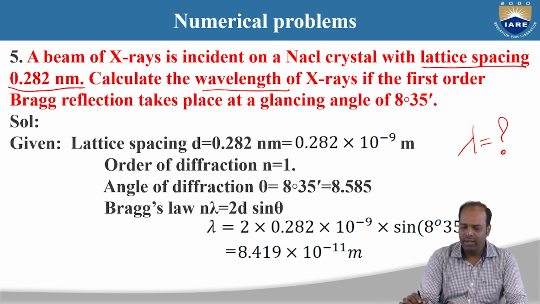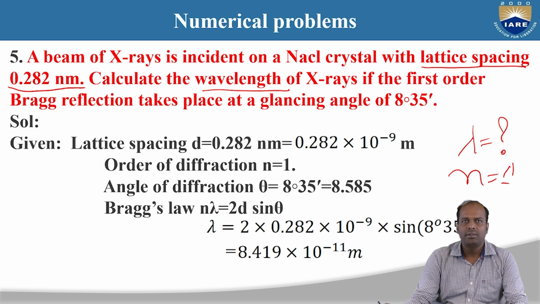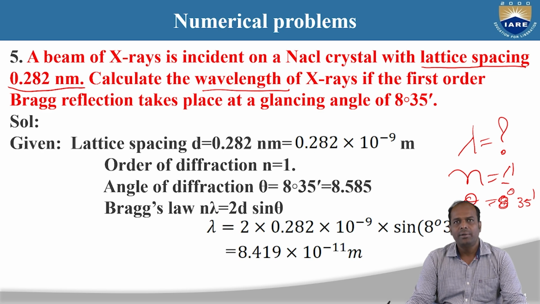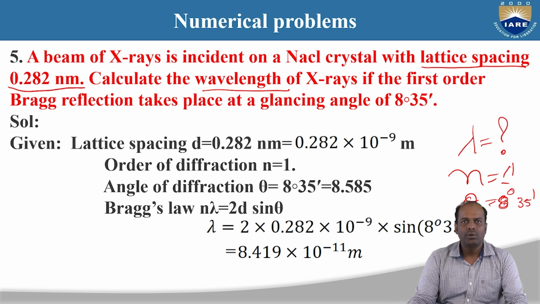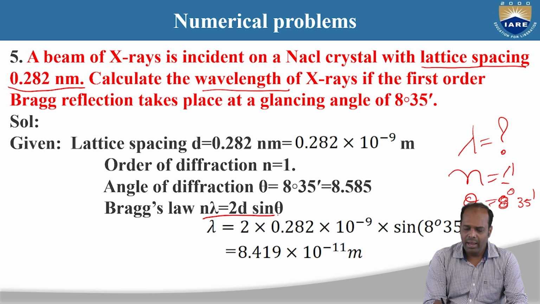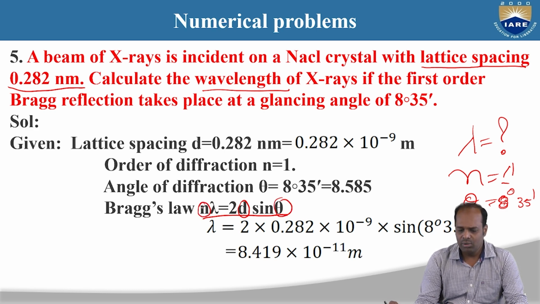And what is the order they give? n is equal to 1. Bragg's diffraction takes place at a glancing angle theta equal to 8 degrees 35 minutes, they give. So theta we know. What is Bragg's law? Bragg's law is 2d sin theta equal to n lambda. Within this, they give d, the interplanar spacing, theta, and the order n equal to 1.